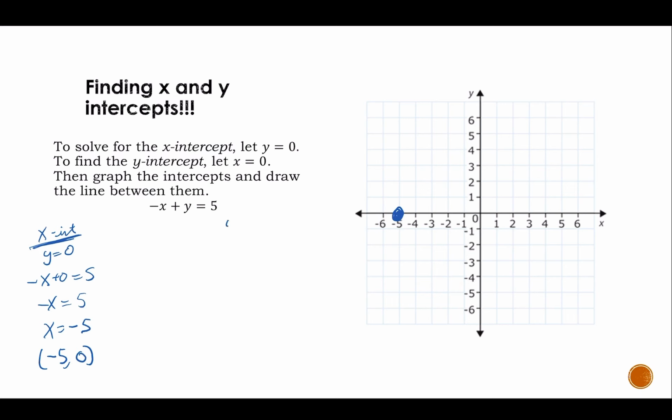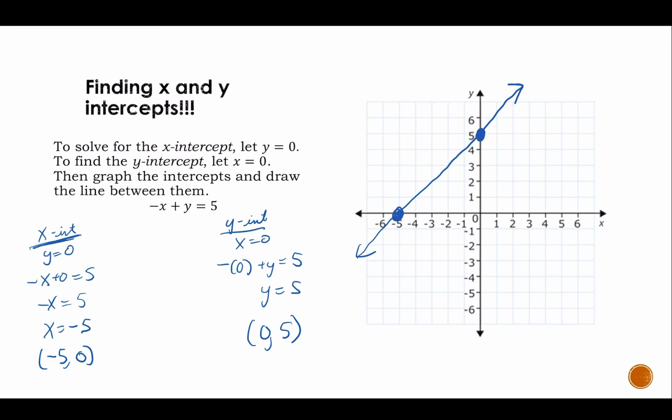Next, let's find our y-intercept. This is when x is 0, so I have negative 0 plus y is 5. That means y equals 5, so I have the ordered pair when x is 0, y is 5. And I can go ahead and plot that as my y-intercept. And we can draw a line through those 2 points in order to graph the linear equation, negative x plus y equals 5.